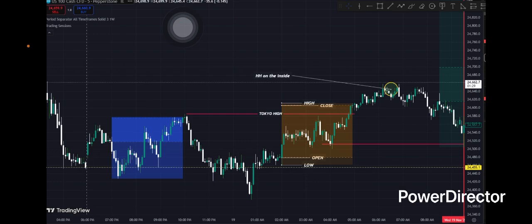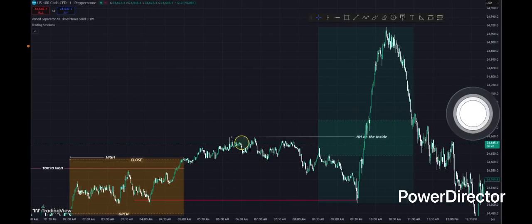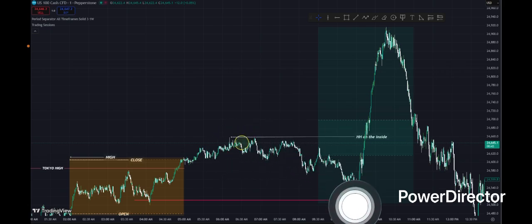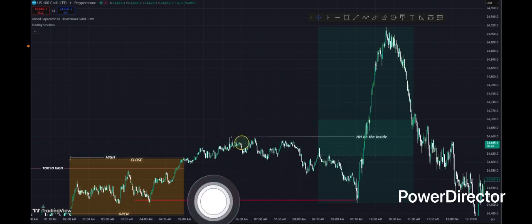So you can see here, we got our Tokyo session. Then London breaks that Tokyo high. So that's what I'm trying to show you here. London breaks out of Tokyo. We're making higher highs, set up for the dump and pump. This market dumps down right into 930, back into these London levels before exploding to the upside.